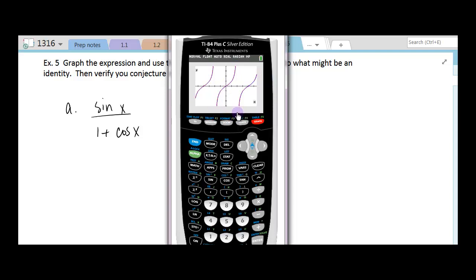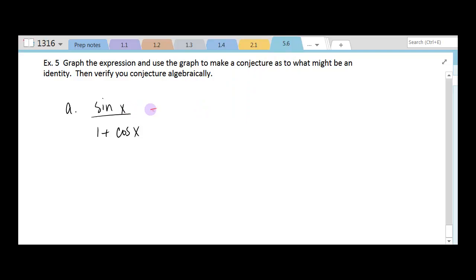In other words, my tan x over 2 function is being graphed right on top of the original function that I had in there. And that tells me that I have an identity occurring at the tan of x over 2. Now why is that important to you?